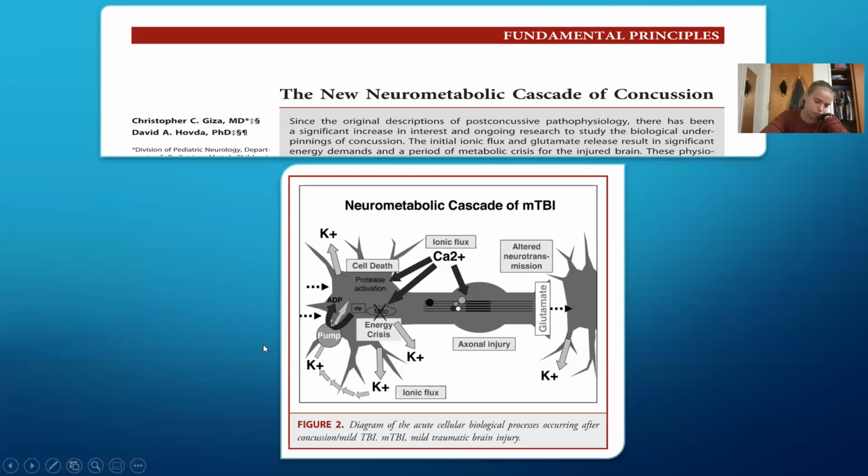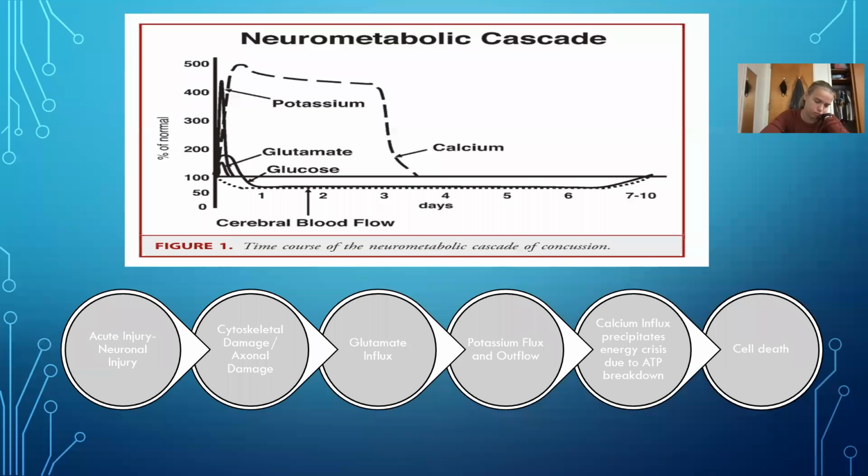All right. Okay, guys, here's the deal. So, like we talked about, what in the world happens here when we have this initial injury?